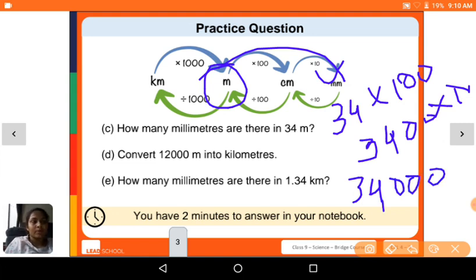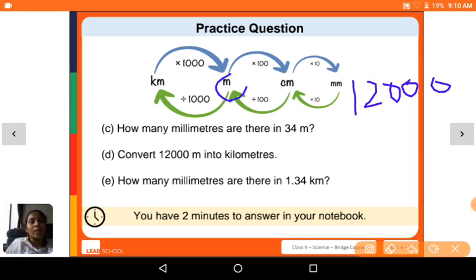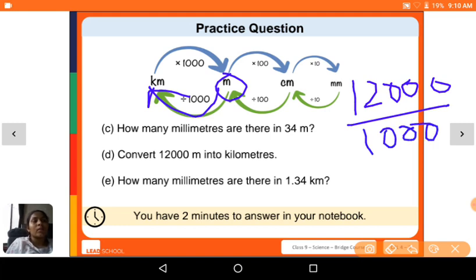Okay, now convert 12,000 meter into kilometer. So here it is 12,000 meter. To convert meter into kilometer, we divide by 1000. So if we cut 3030, what is left? 12. So 12 kilometers. So if we convert 12,000 meter into kilometer, we get 12 kilometer.